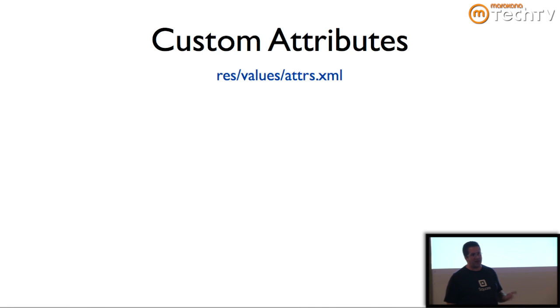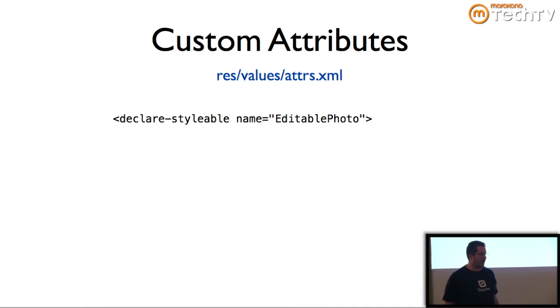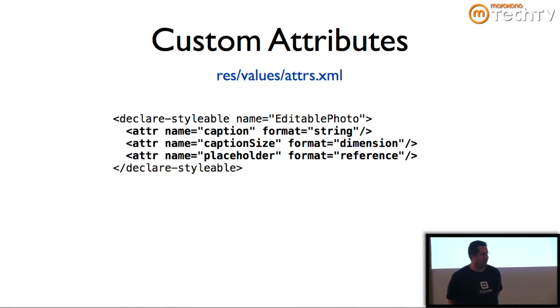If you want to add custom attributes to components like that, you put those in res/values/attrs.xml. In that XML file, you would declare a stylable and give it a name like EditablePhoto. In this case, EditablePhoto matches my Java class name. And you list the attributes. These are name-value pairs. The value is the format, and you have string, dimension, reference.